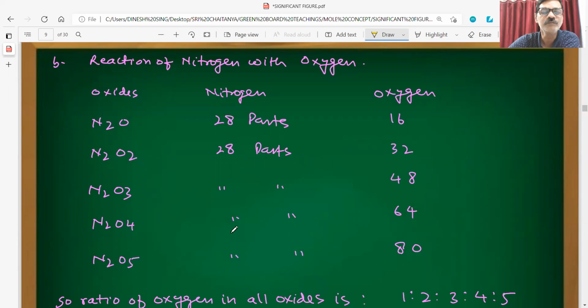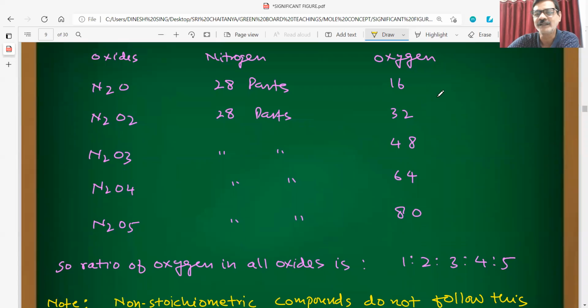In N2O4, 28 parts nitrogen, that is the amount of nitrogen is fixed here in all cases, but the amount of oxygen is varying. So these different masses of oxygen will bear a simple ratio. If we divide all these values by 16, we will get 1:2:3:4:5 ratio. So the different masses of the other element in all compounds will bear a simple ratio. So ratio of oxygen in all oxides is what?